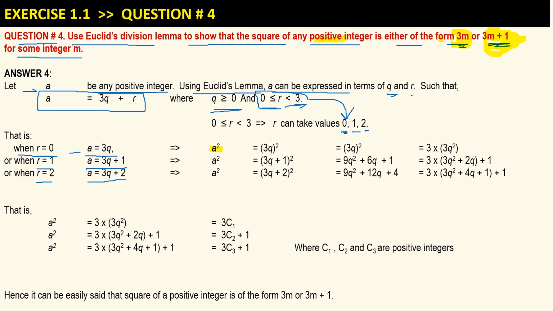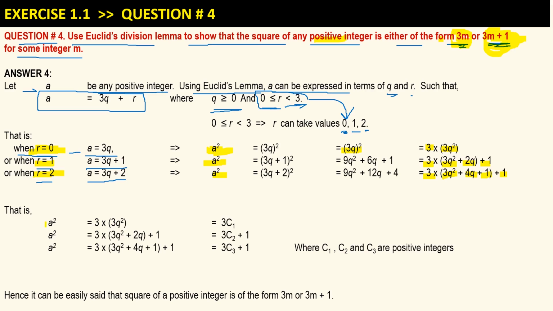So let's try writing a square when r is equal to 0. Then a square will be equal to 3q whole square, which will be equal to 3 times 3q square. Similarly, when r is equal to 1, a square will be of the form 3 times (3q square plus 2q) plus 1. And when r is equal to 2, a square can be written in the form of 3 times (3q square plus 4q plus 1) plus 1.